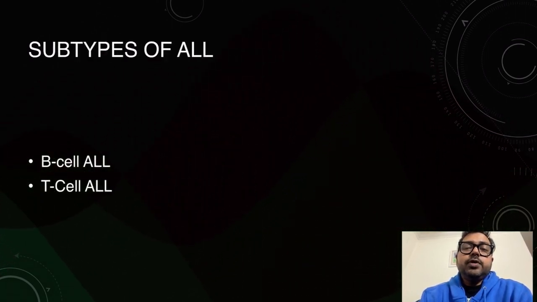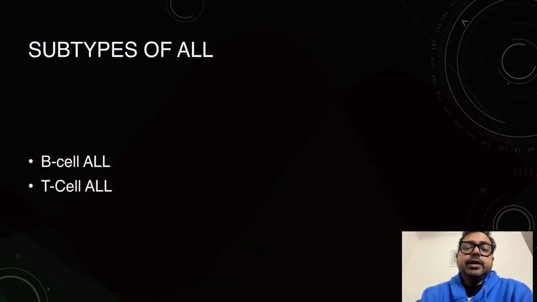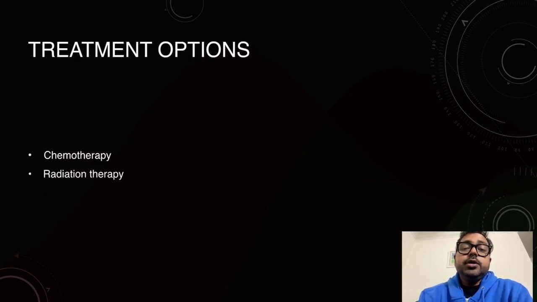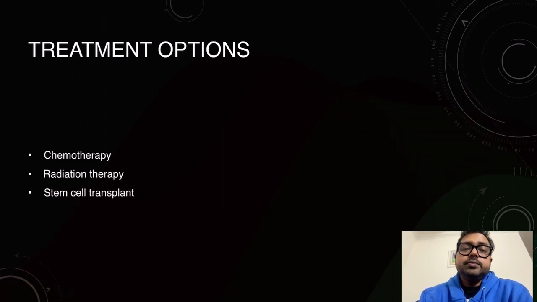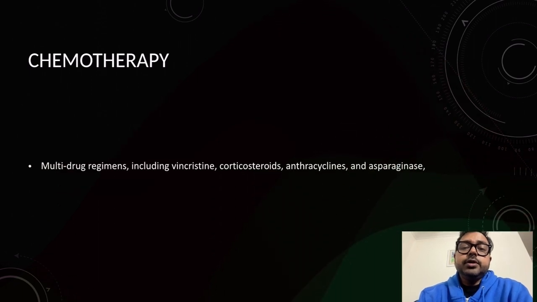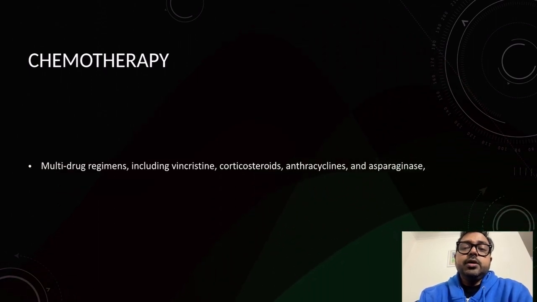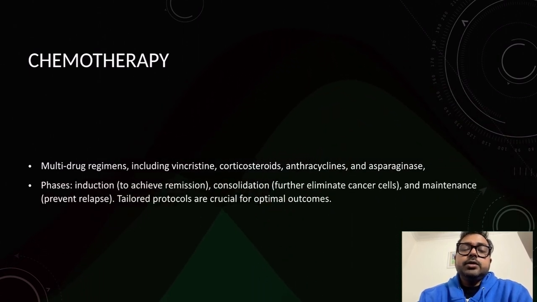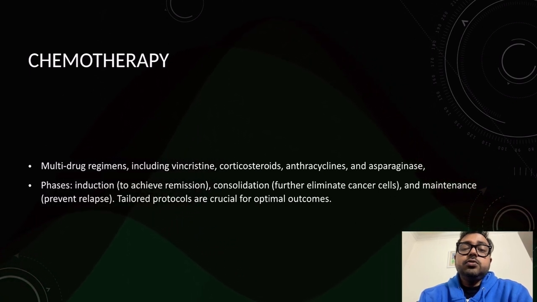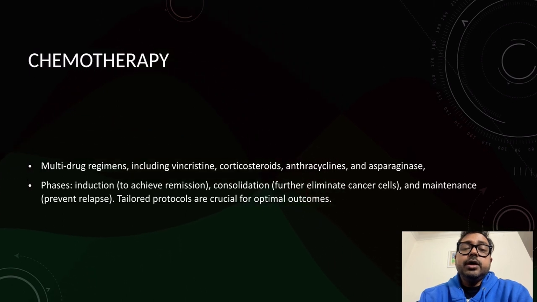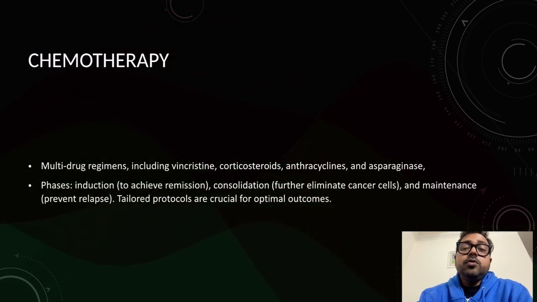Major subtypes of ALL are B cell and T cell ALL. Treatment options: chemotherapy, radiation therapy, stem cell transplant. Chemotherapy largely consists of a multi-drug regimen: vincristine, corticosteroids, anthracyclines, and asparaginase. There are 3 phases: induction to achieve remission, consolidation for further elimination of cancer cells, and maintenance to prevent relapse.